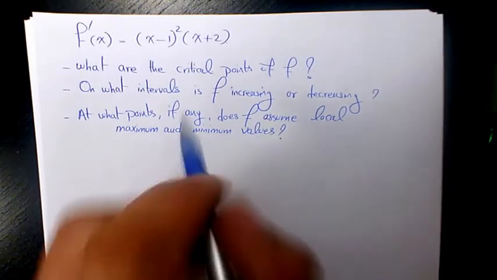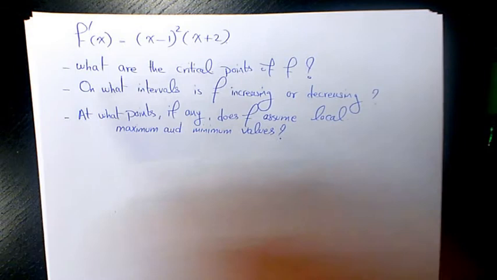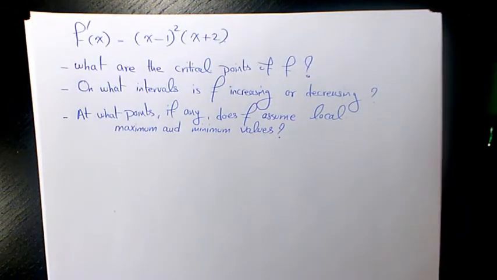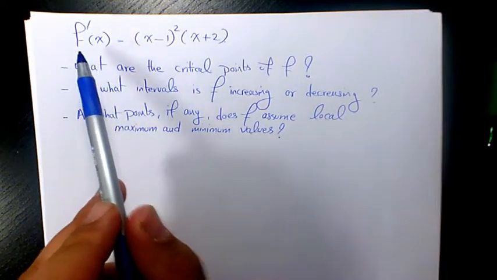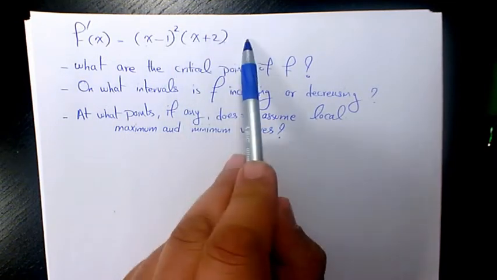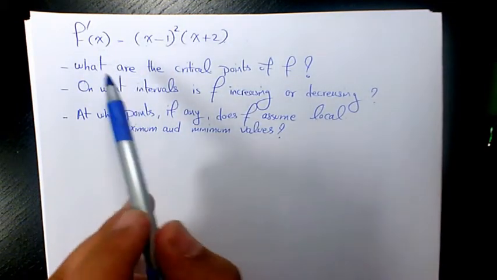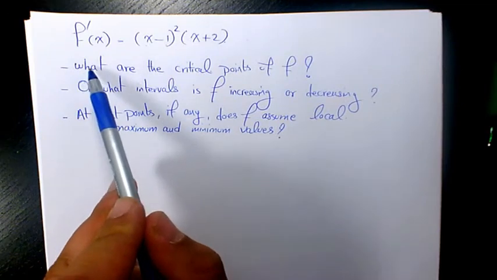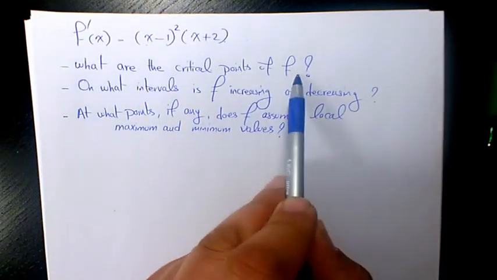Welcome to another video. In this video I want to talk about critical points, interval of increase, interval of decrease, and local minimum and maximum. Here we have the derivative of f of x, which is (x minus 1) to the power of 2 times (x plus 2). So the first part of the question says, what are the critical points of f?